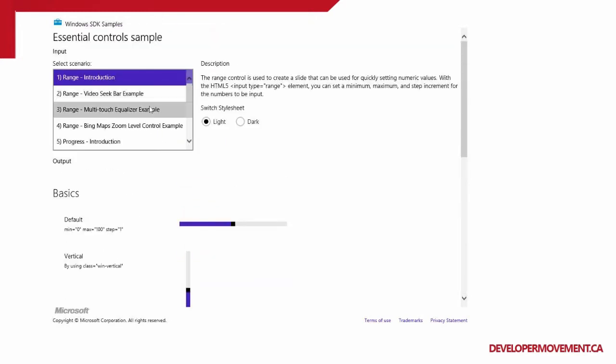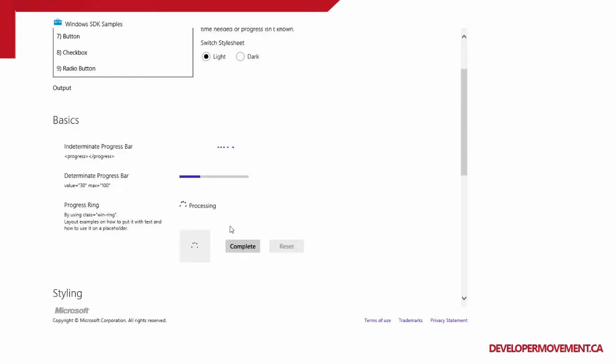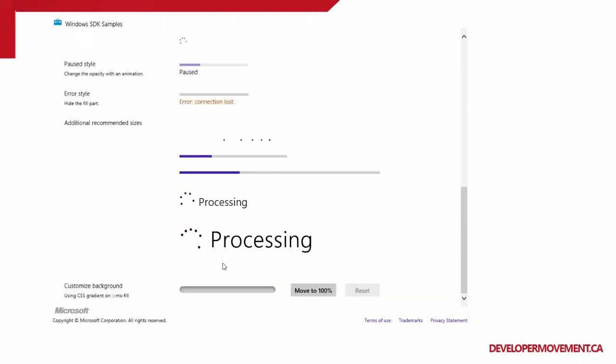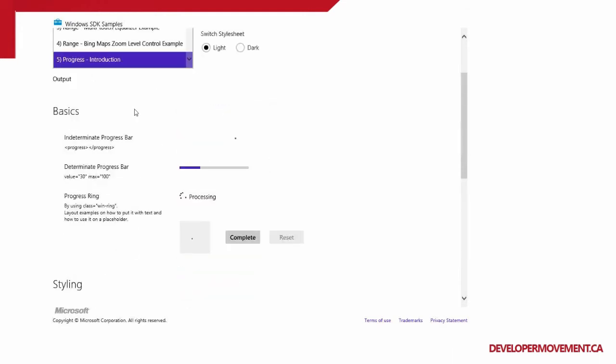But you also have other examples such as a multi-touch equalizer sample using the range control. So here, if you have a touch monitor, depending on how many touch points are supported, you could move all of these sliders at the same time. We have progress indicators in here. So again, these are standard HTML attributes. So we have indeterminate. You could customize the CSS. You could make it bigger or smaller. And let me scroll back up.